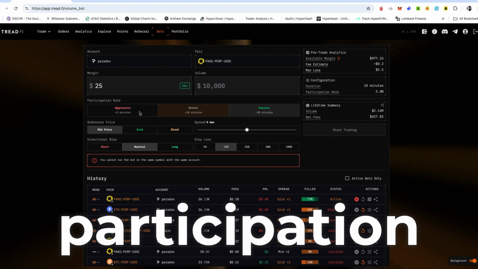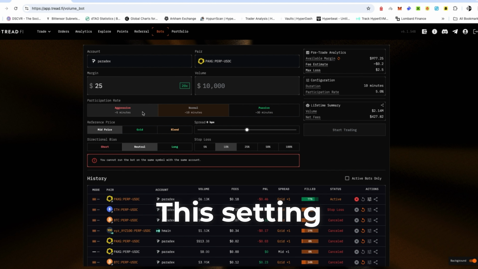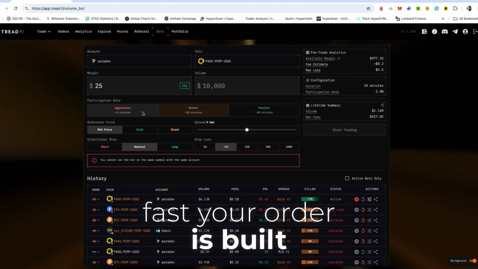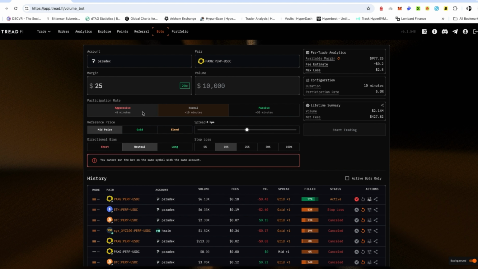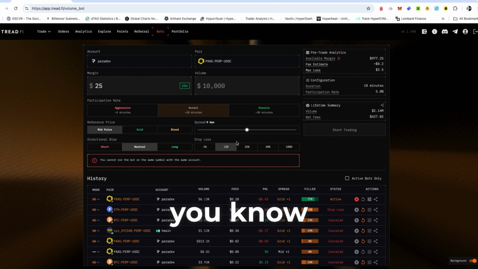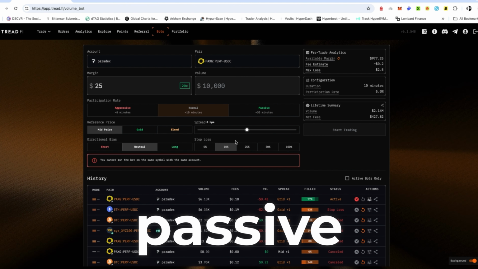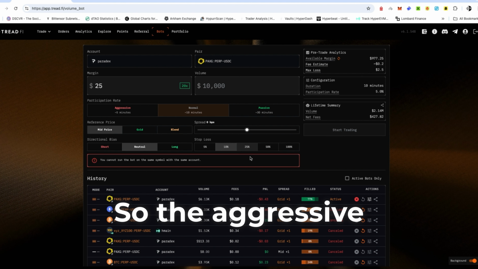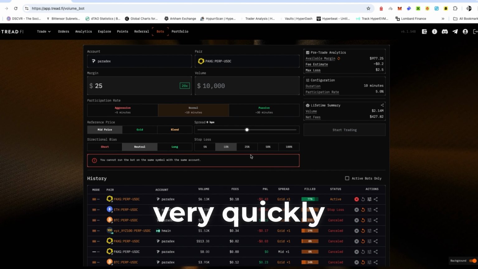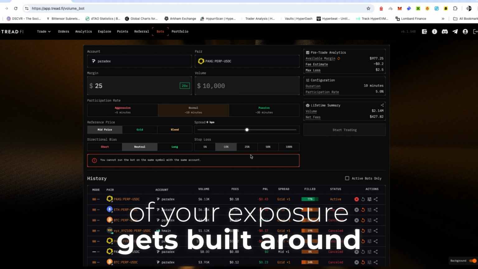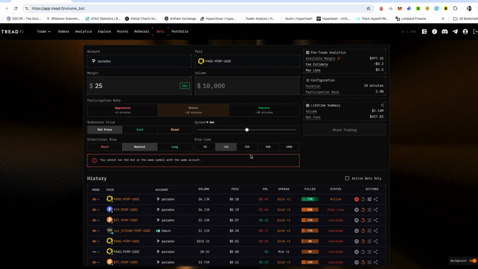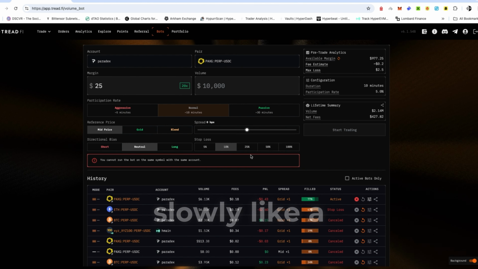And next is participation rate. This setting controls how fast your order is built. You have three main options: aggressive, normal, and passive. So the aggressive builds your order very quickly, meaning most of your exposure gets built around a single price point. Passive builds your position slowly like a ladder.